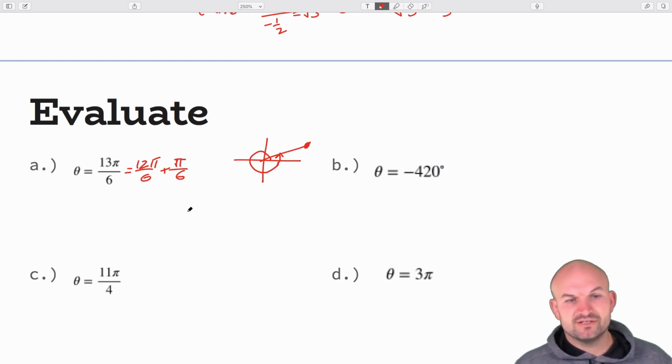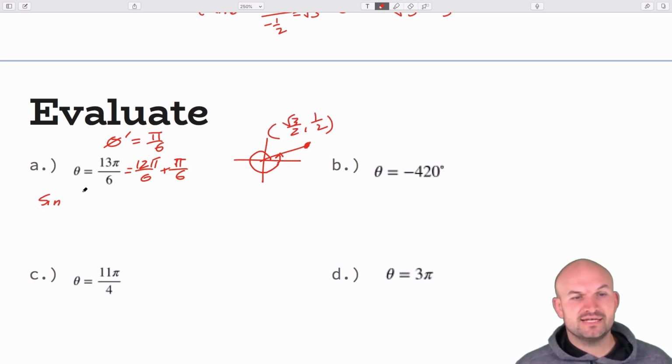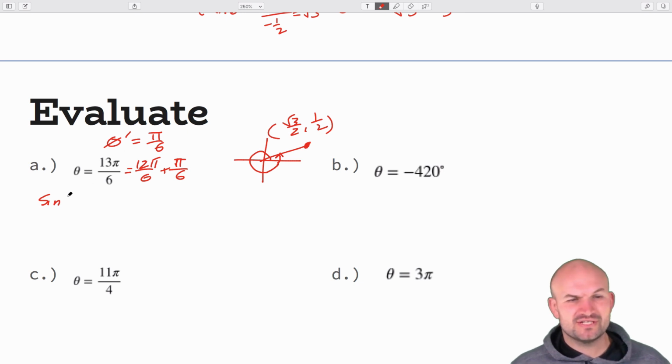So we can cancel out that extra revolution if we wanted to. Theta prime equals pi over 6. Well, our coordinate point for that is going to be square root of 3 over 2, comma 1/2. So we have the sine. Again, I don't really want to write 13 pi over 6, so I'm just going to use theta. Sine of 13 pi over 6 is 1/2.